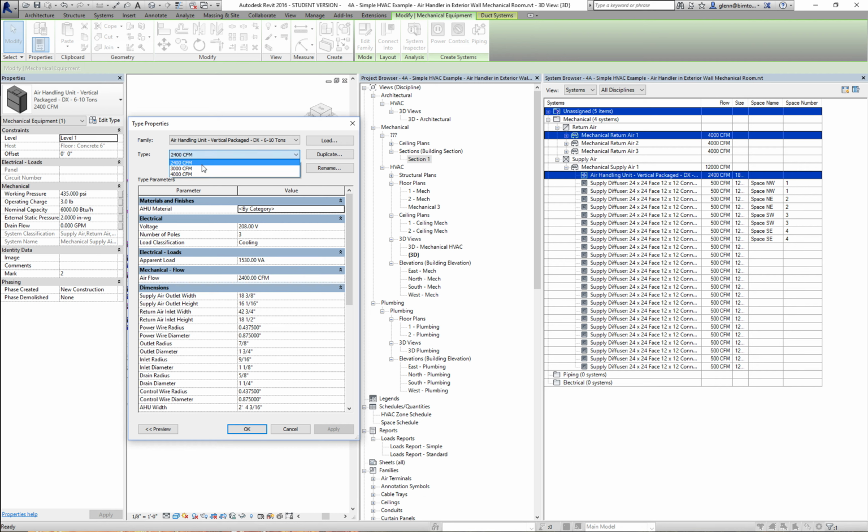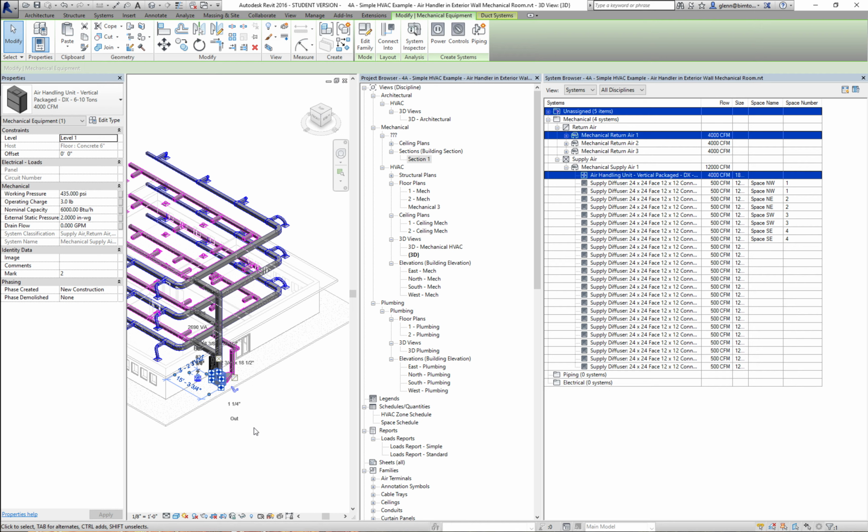4,000 before I get myself in trouble. Okay, so that'll be a little bit better, but I'm still undersized. It looks like I have to go shopping for a bigger air handler if I'm going to try and tie it this way. Or I can put 3 different air handlers and split the load amongst them.